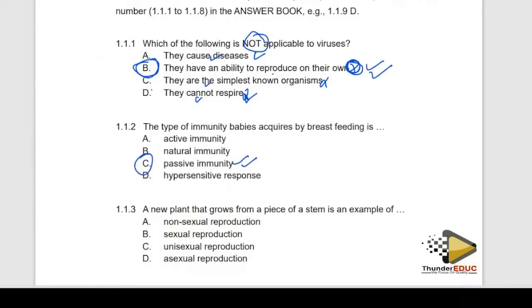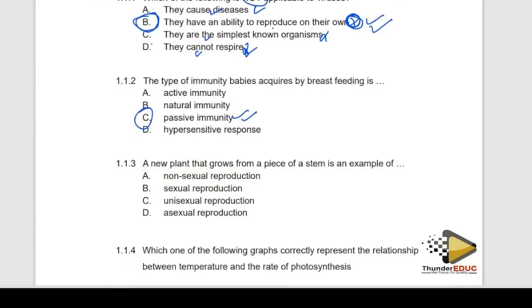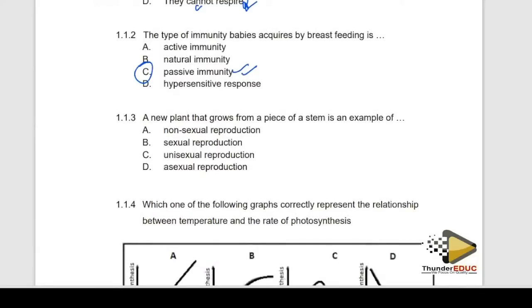A new plant that grows from a piece of stem is an example of. You grow a new plant from a piece of stem. No, sexual, no. Unisexual? What's this? No. Some of these words are just to confuse you, so you don't just go straight to the answer. The answer is asexual. 2 marks.